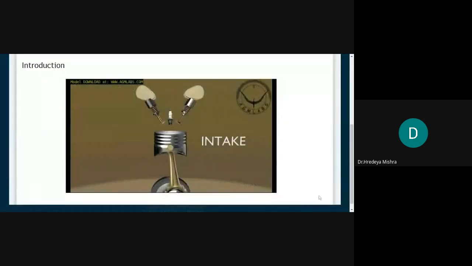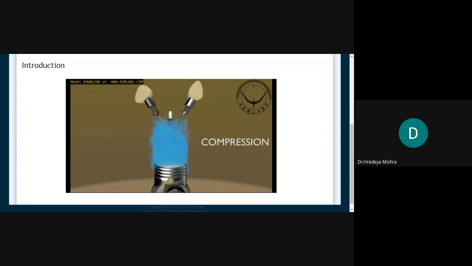First, intake stroke. The inlet valve is opened, and the fuel-air mixture is drawn in, as the piston travels down. Second, compression stroke. The inlet valve is closed, and the piston travels back up the cylinder, compressing the fuel-air mixture. Just before the piston reaches the top of its compression stroke, a spark plug emits a spark, to combust the fuel-air mixture. Third, combustion stroke. The piston is now forced down by the pressure wave of the combustion of the fuel-air mixture.